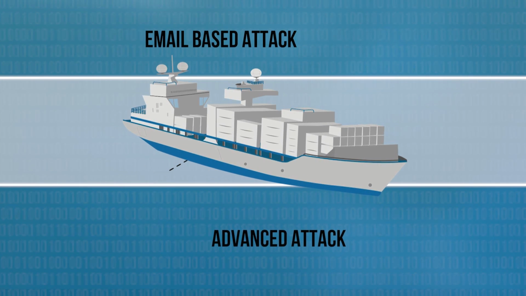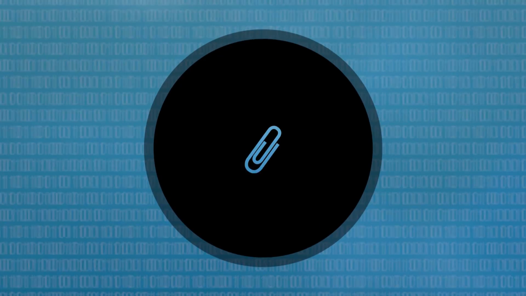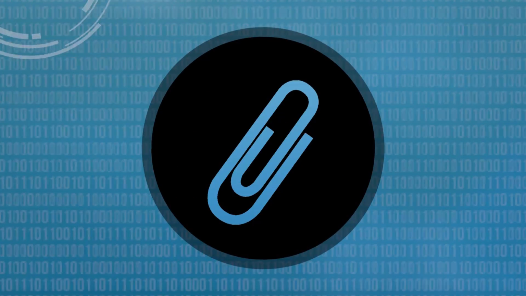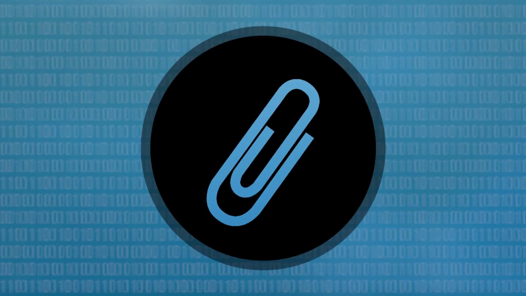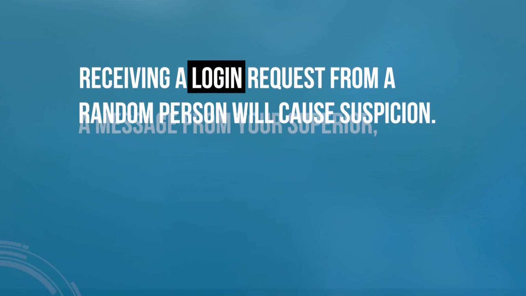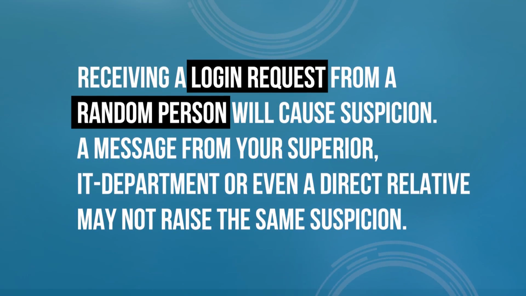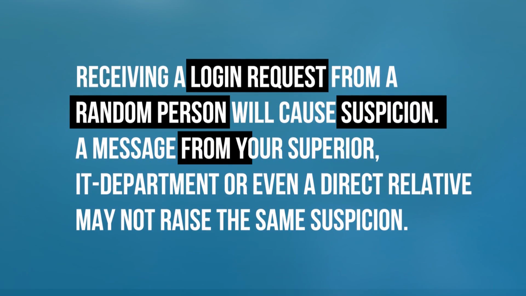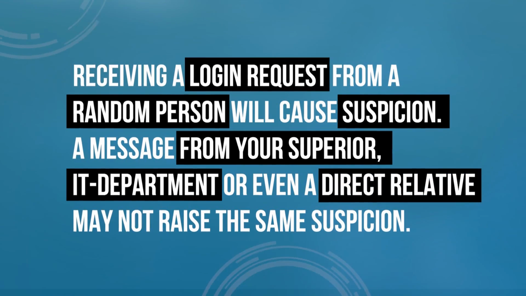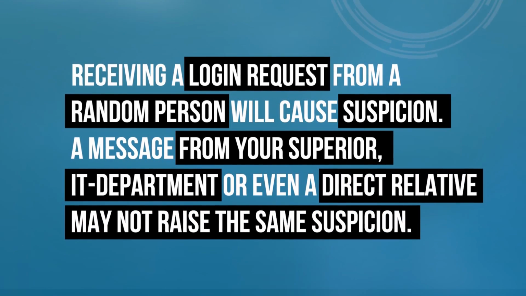The first is the most classic attack. You receive an email with a piece of malicious code disguised as a normal attachment. Most of these emails will be recognized and ignored, but some of them can easily be mistaken for a reliable message. Receiving a login request from a random person will cause suspicion. A message from your superior, IT department, or even a direct relative may not raise the same suspicion.